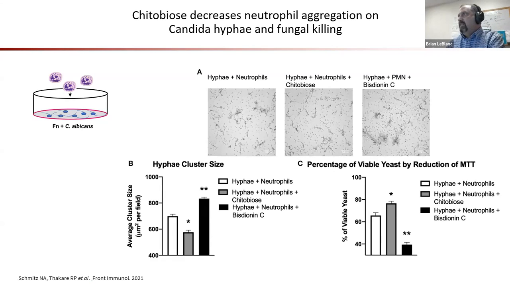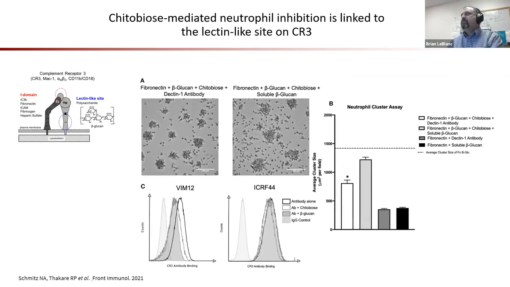So how does that play into yeast viability? Well, when we look at yeast viability using the reduction of MTT, we see that when you add chitobiose, you actually decrease the neutrophils' killing of yeast. And when we add bisdionin C to inhibit chitotriosidase, we actually increase the effectiveness of the neutrophil to kill the Candida. So there seems to be something about this chitobiose that is affecting neutrophil function.